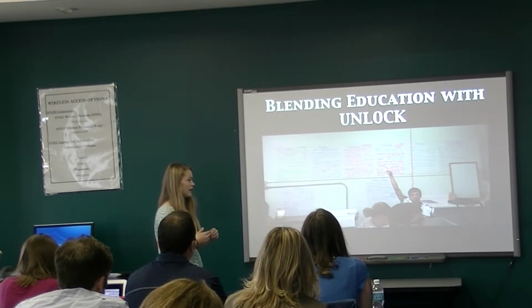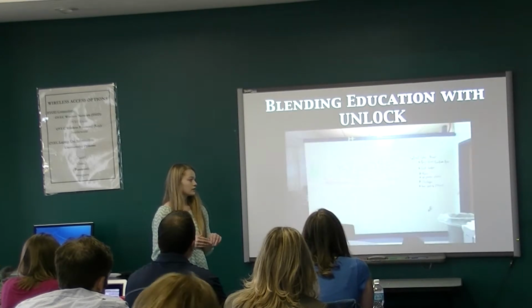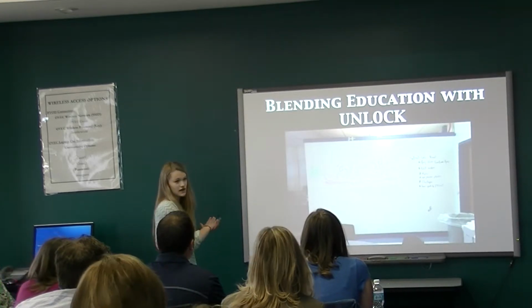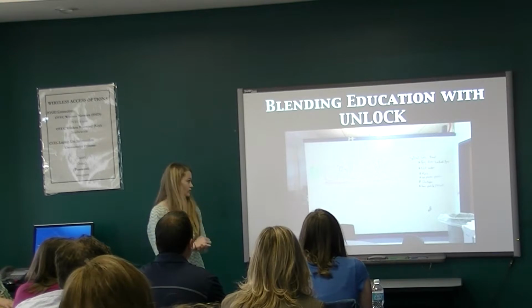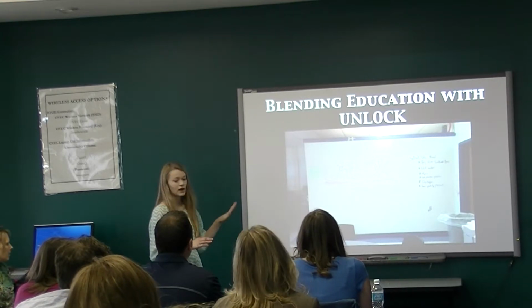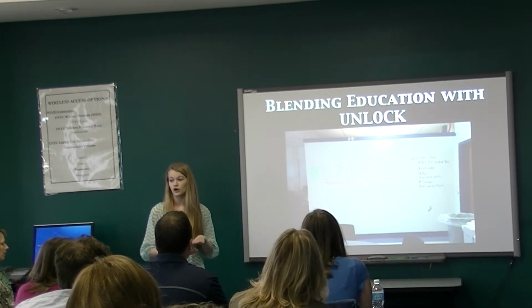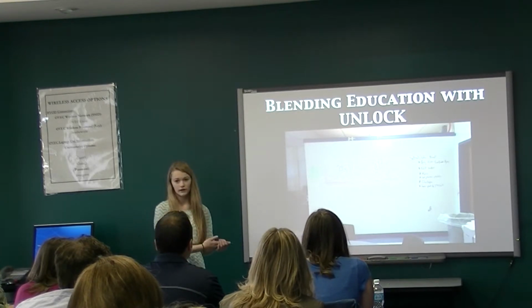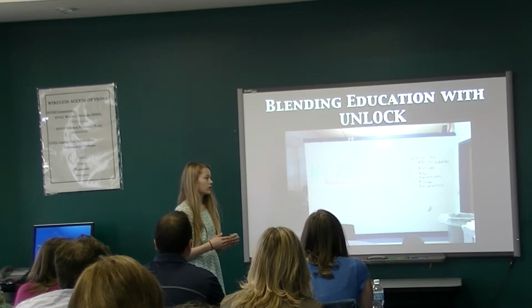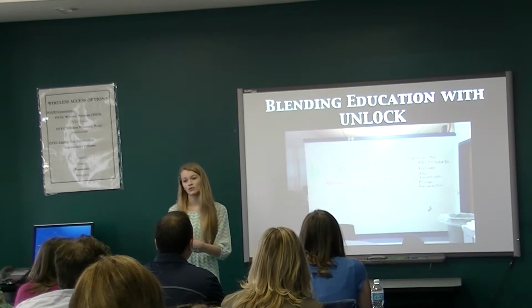And then we also have the whiteboard wall. This is paint that's actually on the wall. On this wall, we write down our ideas and what we need to accomplish for that day or that week, and when we need to get that accomplished by.